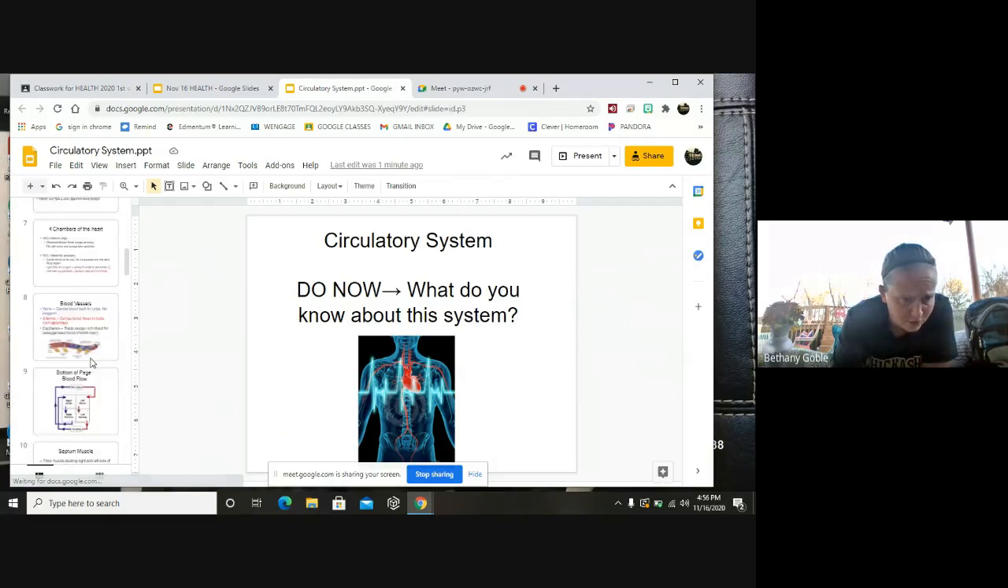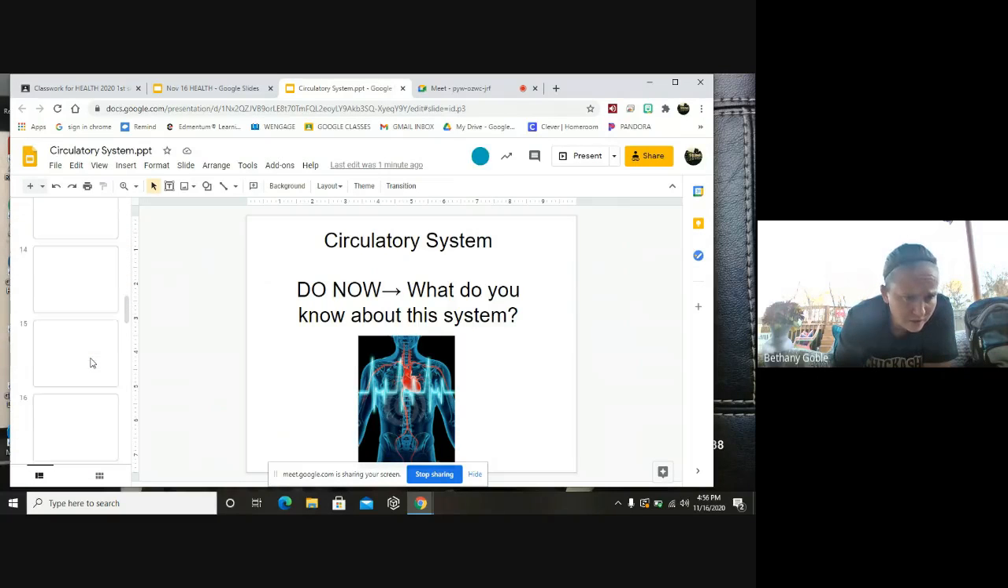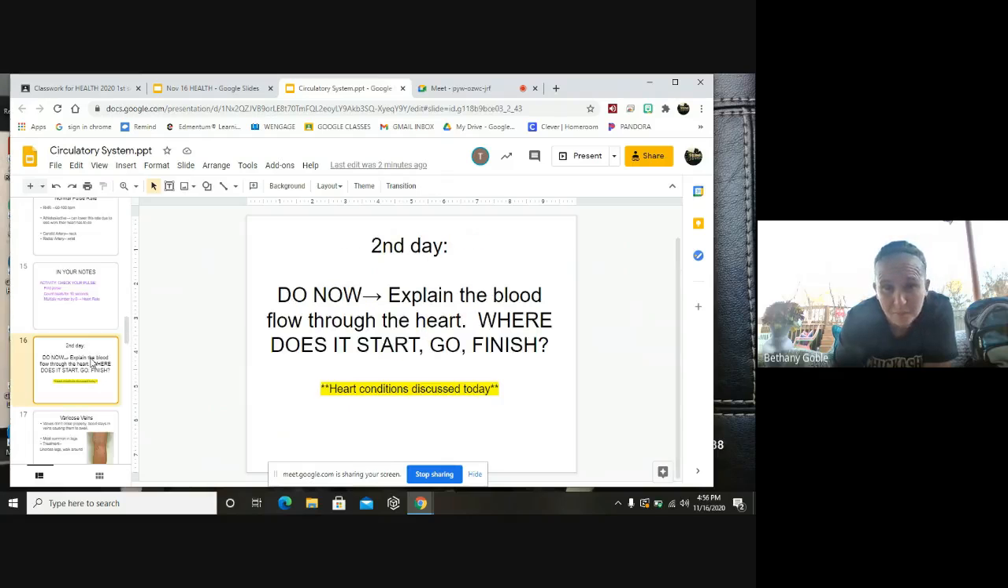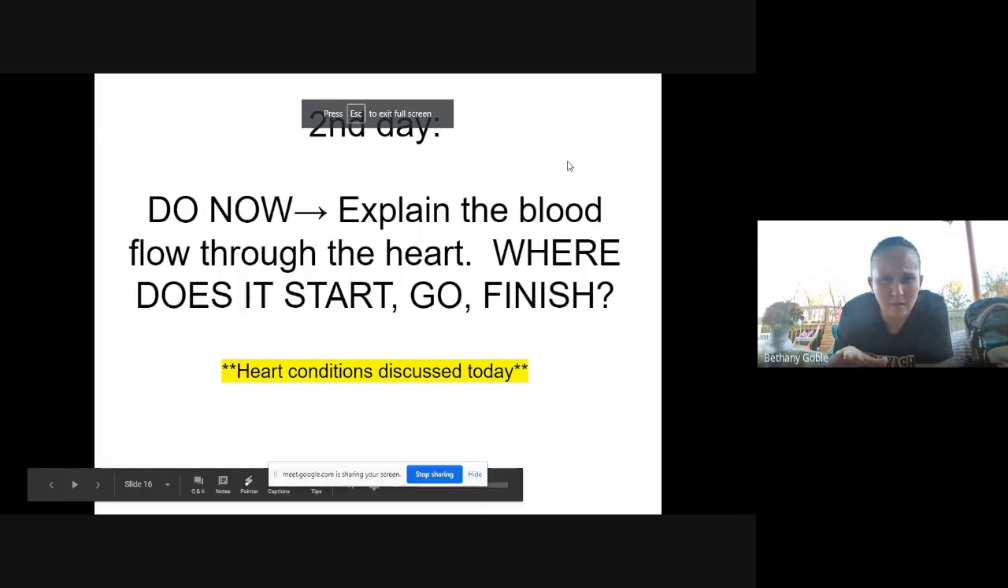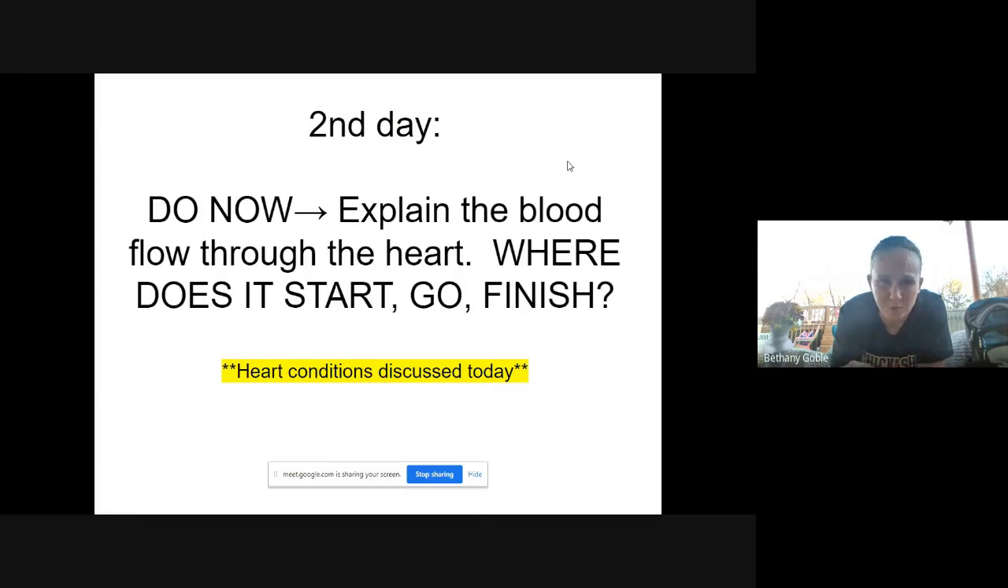Like I was telling my traditional classes yesterday, this is probably the most confusing system, but if you follow along with me and pay attention to the pictures of how the blood flows, it's super easy to understand. It might be the most confusing if you don't stay along with me.